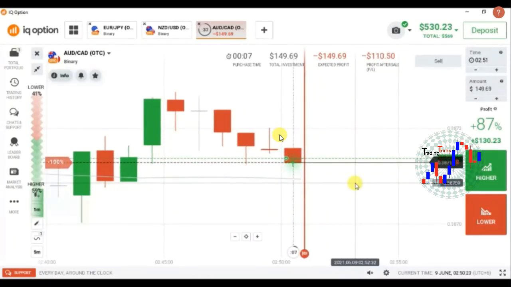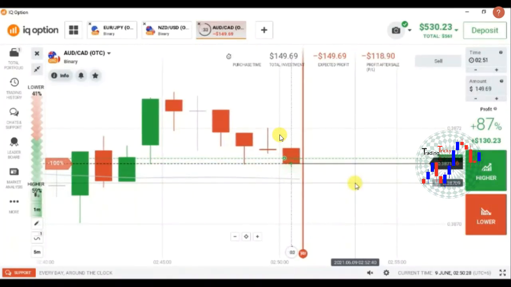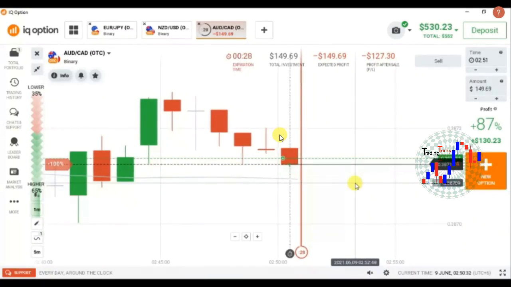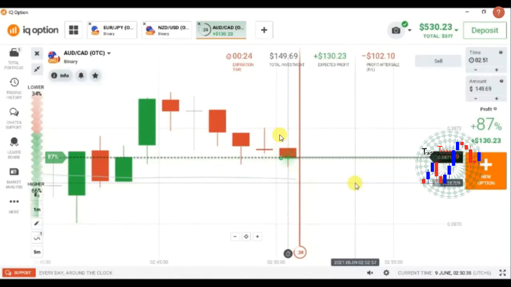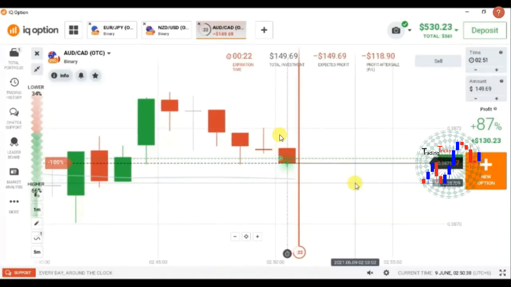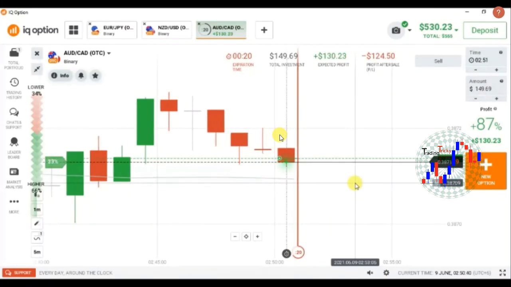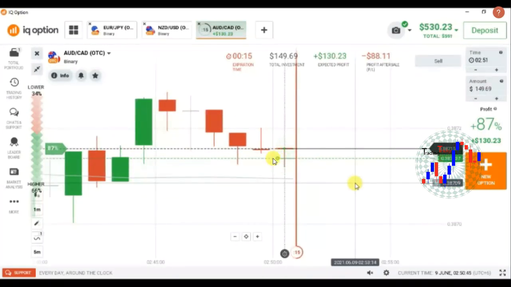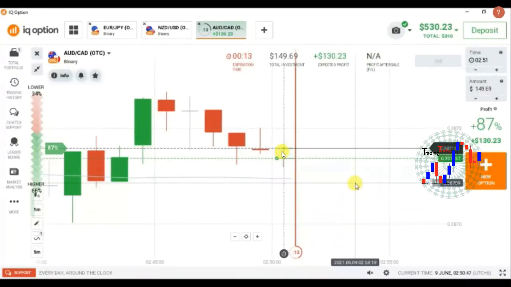Okay, there are no buyers yet. Okay, I think I'm going to lose this trade because I didn't see any buyers here. Yes, I'm going to lose this trade. The last movement confirms that I'm going to lose this trade.